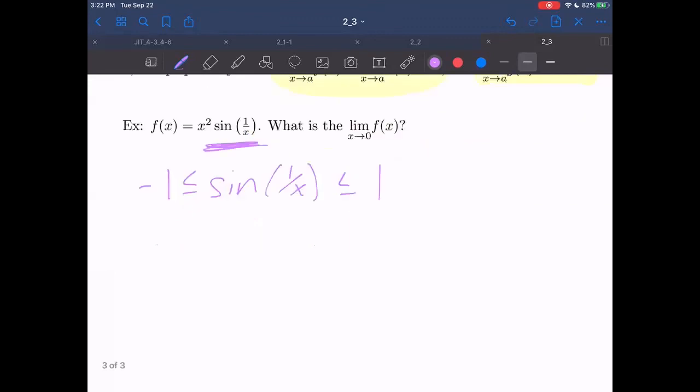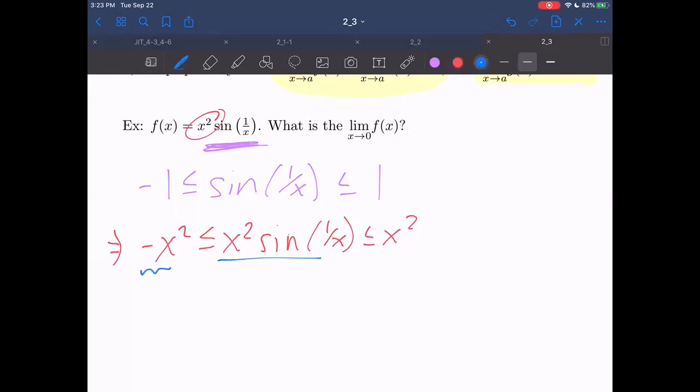I need this x squared, so I can multiply everything by x squared. Our arrow there just means implied. So we get negative x squared is less than or equal to x squared sine 1 over x is less than or equal to x squared. Now we've got our function in between two things that we know how to take a limit of. So this means we take the limit of each of these as x approaches 0.